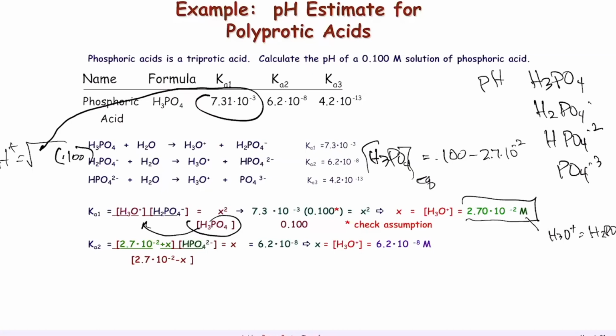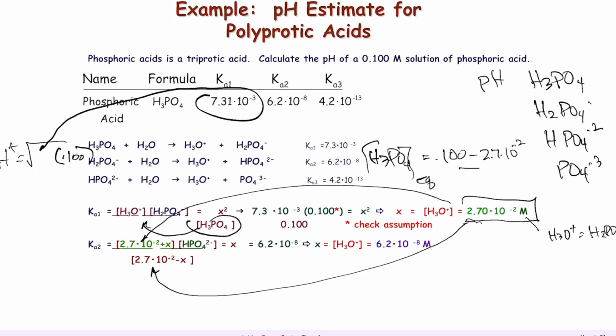concentration. Here, see how I use this answer right here for that and for that. What I'm doing is making assumptions. I'm assuming at the top that 2.7 times 10 to the minus 2 plus x is going to be bigger. Why can I do that? Look at the equilibrium constant. That's 6.2 times 10 to the minus 8. That's going to be very small. So if you're taking a very small number from 2.7 times 10 to the minus 2, it's essentially 2.7 times 10 to the minus 2.